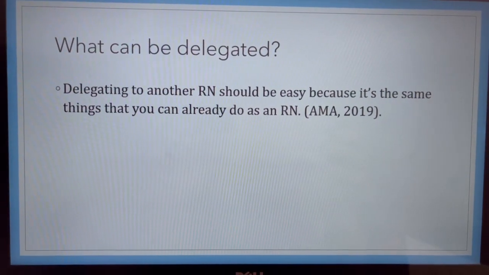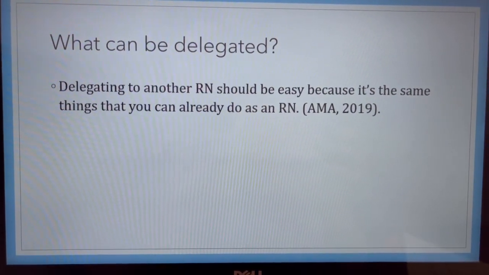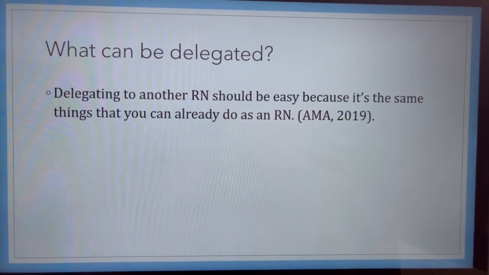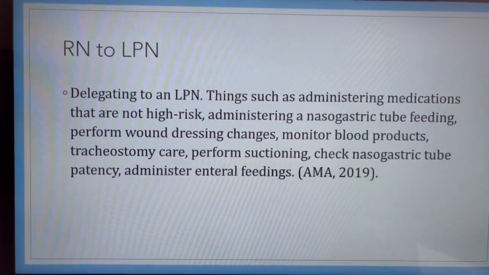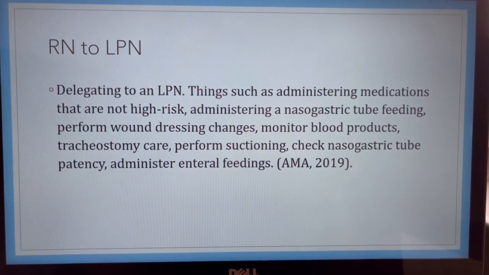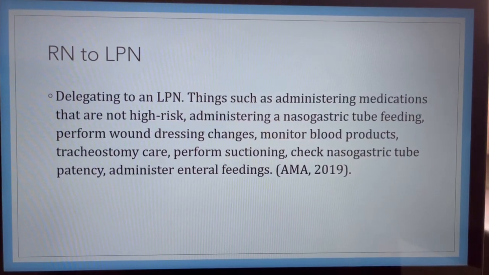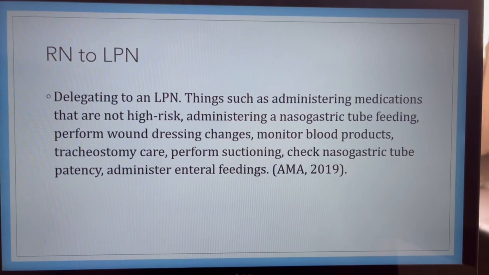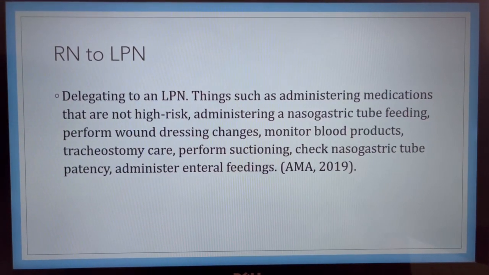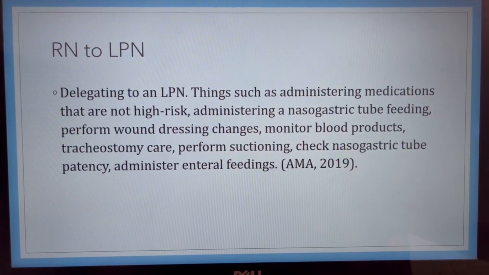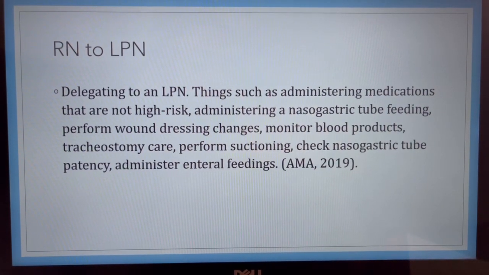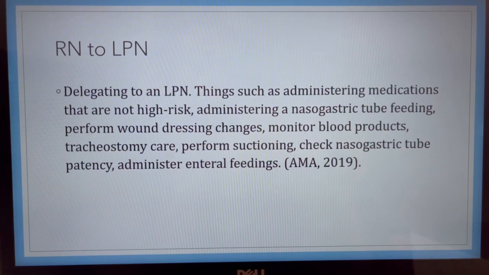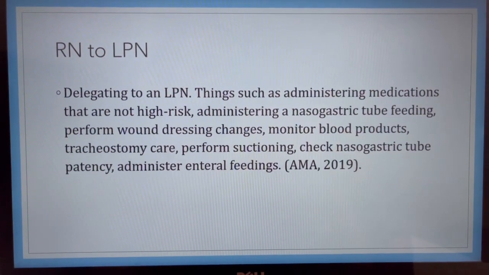What can be delegated? Delegating to another RN should be easy because it's the same things that you can already do as an RN. RN to LPN. Delegating to an LPN, things such as administering medications that are not high risk, administering an NG tube, performing wound dressings, monitoring blood products, trach care, suctioning, NG tube checks, and administering internal feedings.